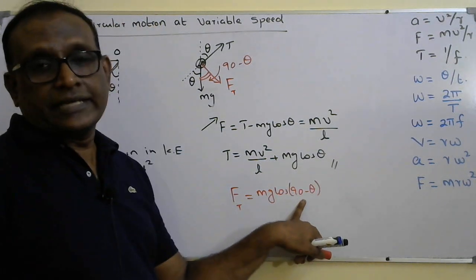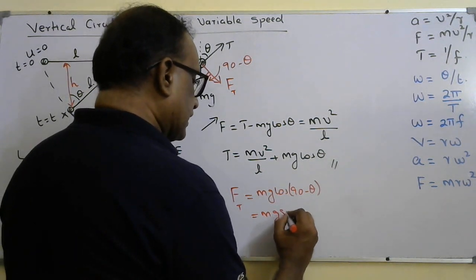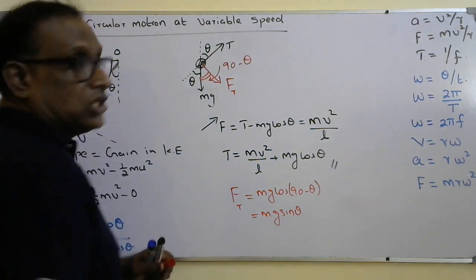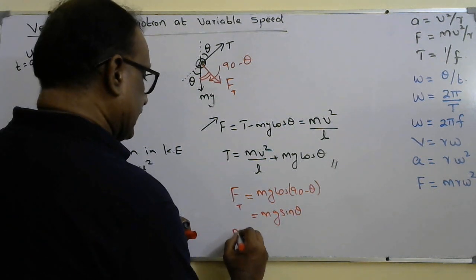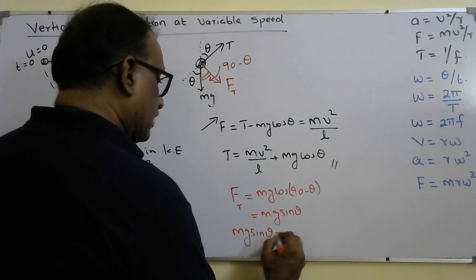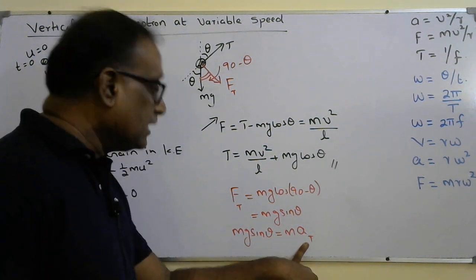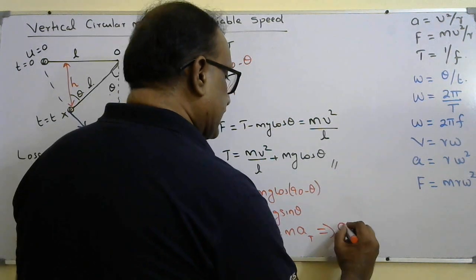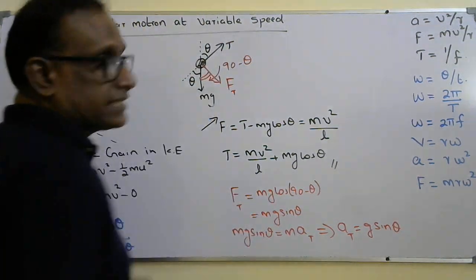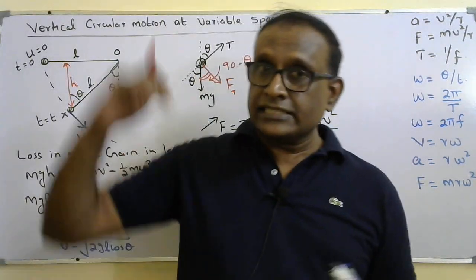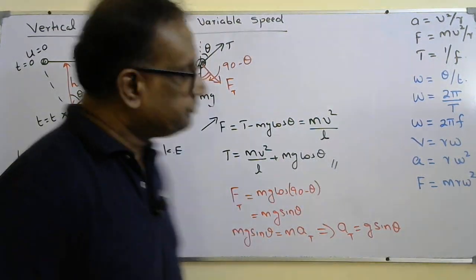You know that cos(90 minus theta) is sin theta; in mathematics you would have learned it. So that's going to be mg sin theta. If I use Newton's second law along the tangent, F equals ma, so mg sin theta equals m a_t, where a_t stands for acceleration along the tangent. So the acceleration along the tangent is going to be g sin theta. Due to this acceleration, which is not centripetal acceleration, it's acceleration along the tangent, the speed is changing.